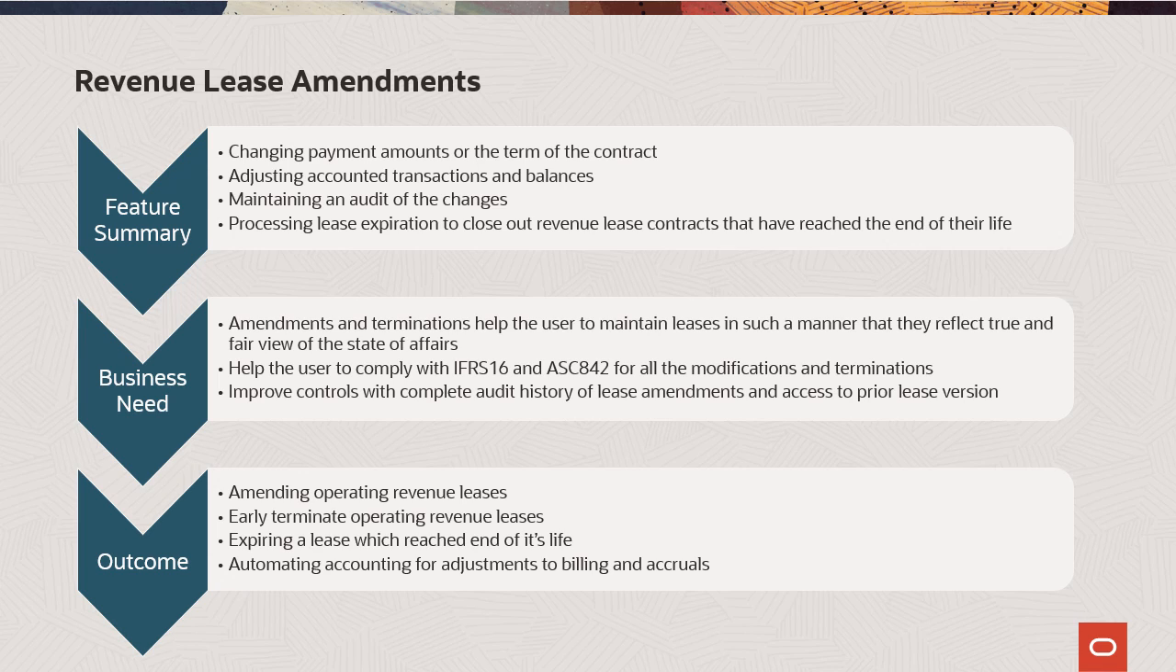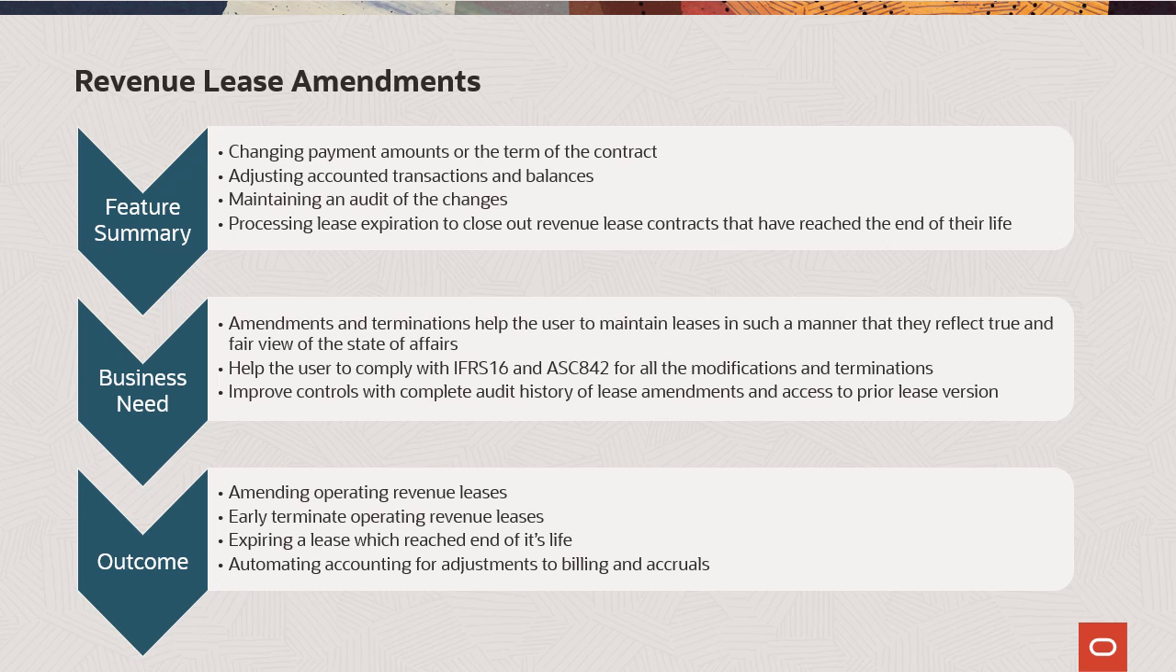The business needs include amendments and termination that help the user to maintain leases in such a manner that they reflect a true and fair view of the state of affairs. It also helps the user to comply with IFRS 16 and ASC 842 for all modifications and terminations. It also improves control with complete audit history of the lease amendments and access to prior lease versions.